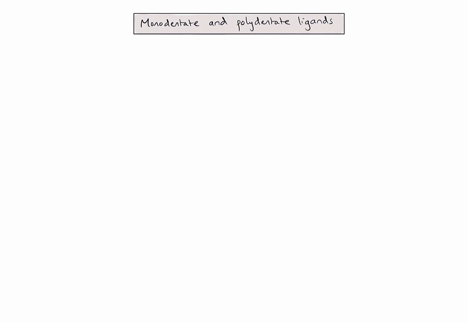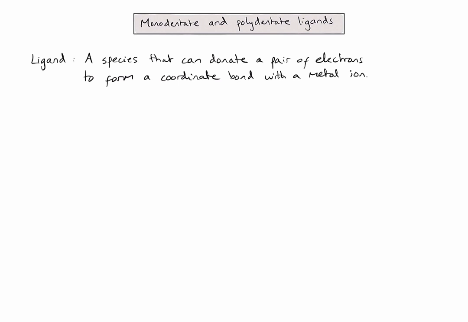Before we try and identify the difference between monodentate and polydentate ligands, it's worth reminding ourselves that a ligand is a species that can donate a pair of electrons to form a coordinate bond with a metal ion. In IB chemistry, we consider two types of ligands, monodentate and polydentate.